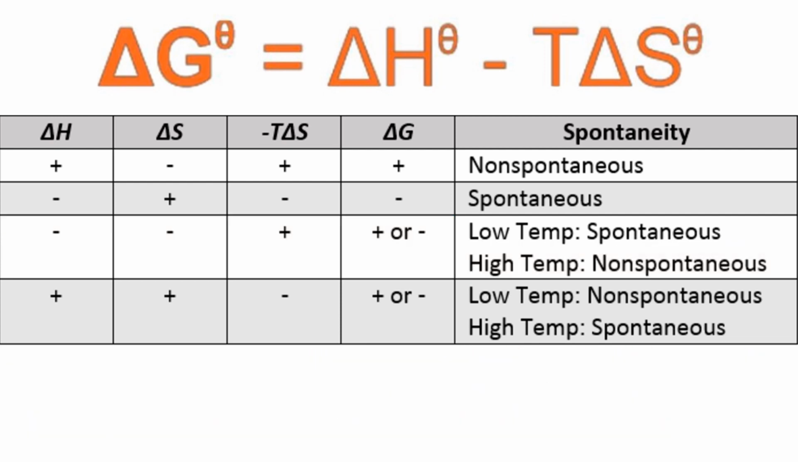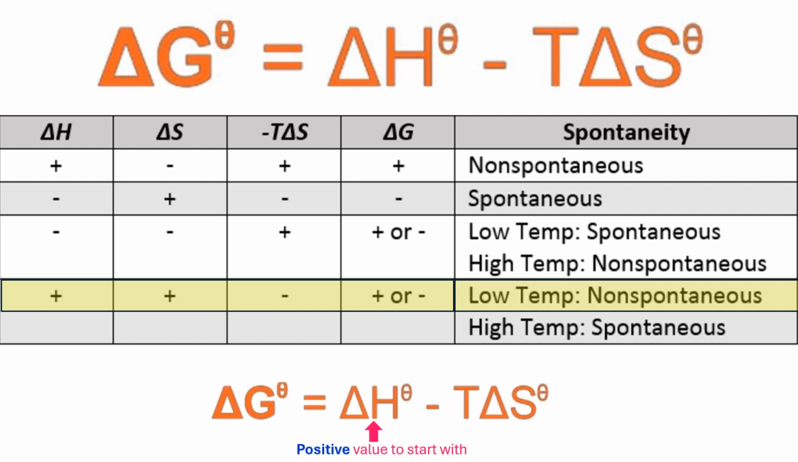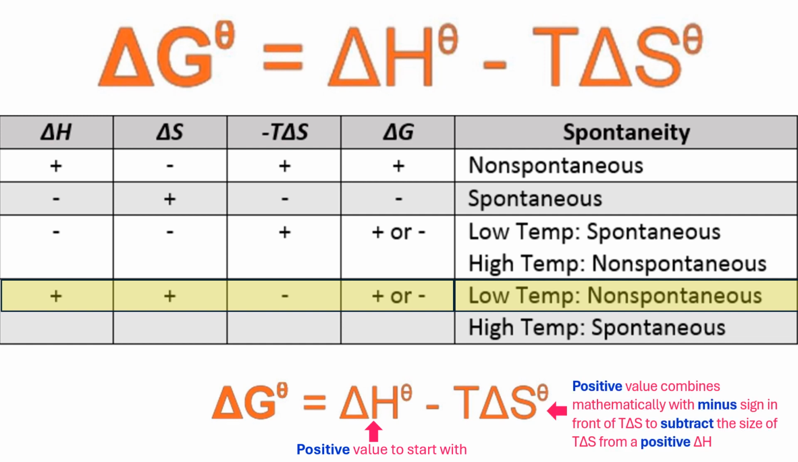So let's look at the next scenario. Let's first of all consider low temperature. You've got a positive delta H value to start with. If delta S is positive, that will combine mathematically with a negative sign in front of T delta S to subtract the magnitude of T delta S from a positive delta H.